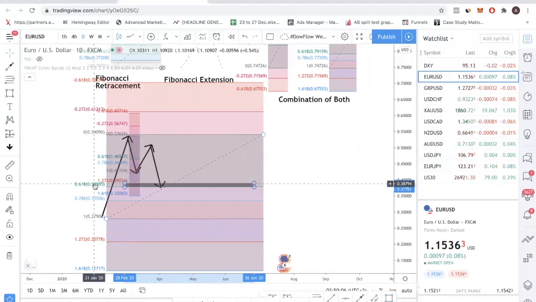But please take note that this is just a trading zone. This does not take into account the trend. It doesn't take into account price action trigger.